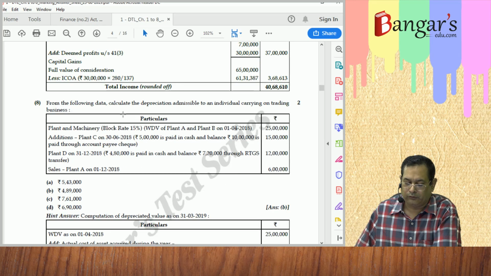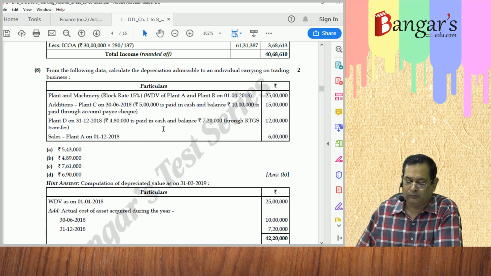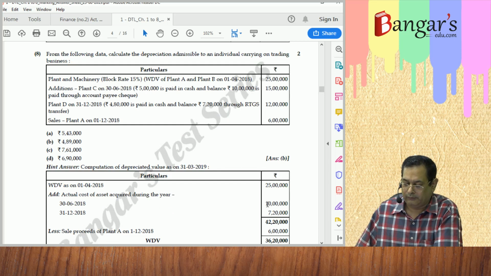The next question was relating to depreciation. As you are aware that block of asset beginning here is 25 lakh rupees. Additions were made of plant C. 5 lakh is paid in cash and 10 lakh has been paid through account payee cheque. So to the extent of 5 lakh, the same will not form the part of the cost. 10 lakh will form the part of the cost here.